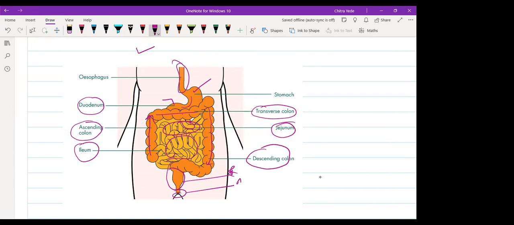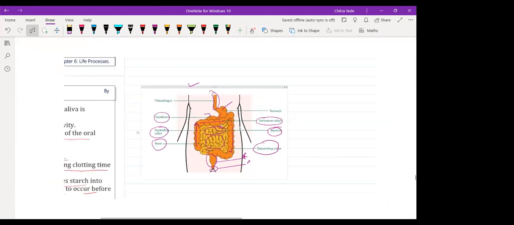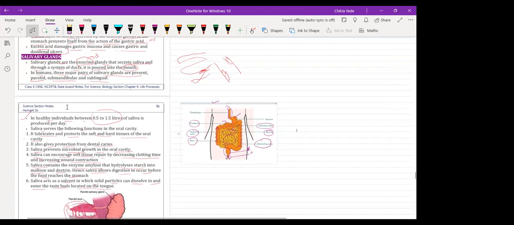Understood? Yes, sir. You can take a screenshot for the same. Done? Yes, sir, done, sir.